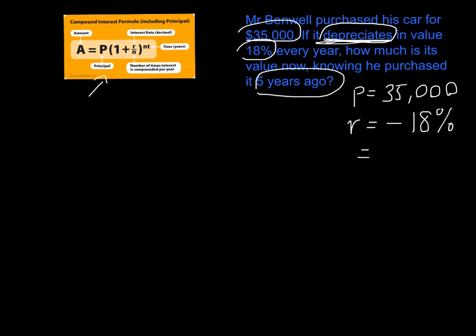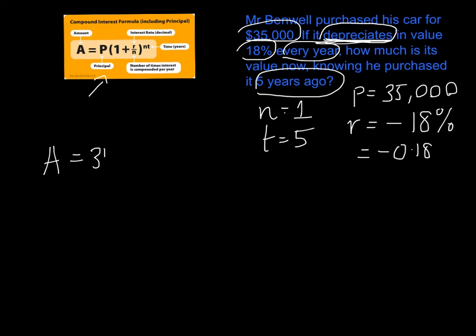So that rate as a decimal is negative 0.18, dividing it by 100. We know that it depreciates every year, so the number of times the interest is compounded is once, so n is equal to 1, and the time, it is 5 years because I have had my car for 5 years. Let's now put that into the compound interest formula, and you'll be able to work out the value of my car after 5 years of depreciation.